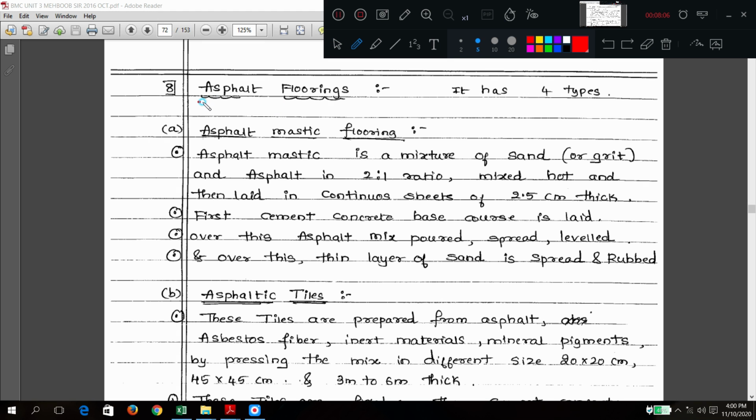So the next type of flooring is asphalt flooring. So asphalt mastic flooring. So here you understand what is laid here. There is a mixture of sand and there is a mixture of asphalt. When these are mixed in hot condition, it will act as what? One type of semi-solid or liquid state. Okay. And when it is laid on a horizontal surface, it will act as one sheet. Now I will repeat once again.